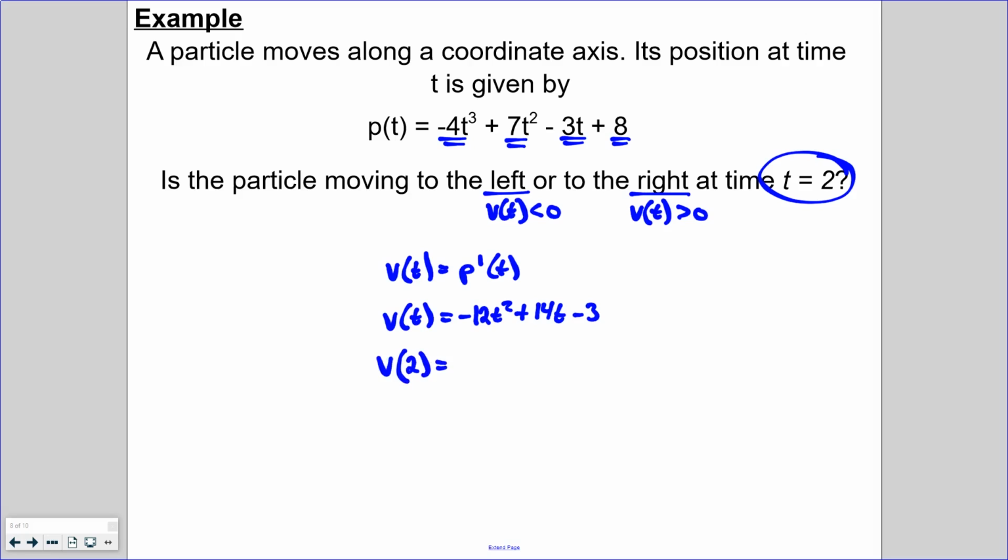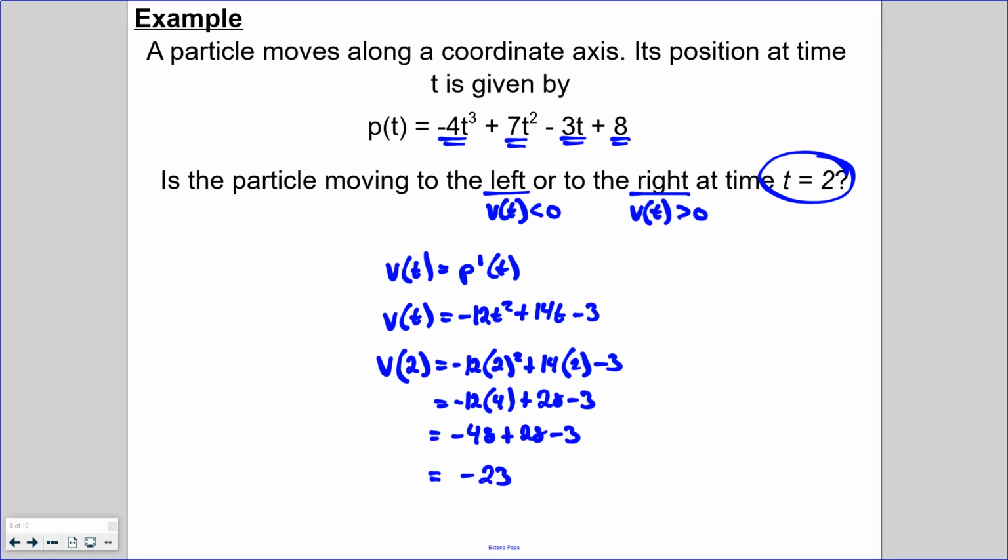So v of 2 is going to be negative 12 times 2 squared plus 14 times 2 minus 3. Which, let's see, that's going to be negative 12 times 4 plus 14 times 2 is 28 minus 3. So this is going to be negative 48 plus 28 minus 3, which will give us a value of negative 23. Well, if we look here, we can see that negative 23 is less than 0, which means that our particle is moving left at t equals 2.